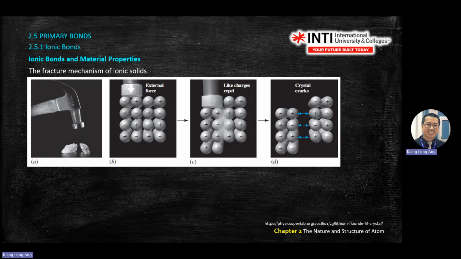Fracture mechanism is like this illustration, a simplified diagram. For example, you take NaCl, sodium chloride. You have positive charge, negative charge, positive, negative charge in the lattice form. So when you hit it with a hammer, these two columns will slide down, and you form a new crystal.